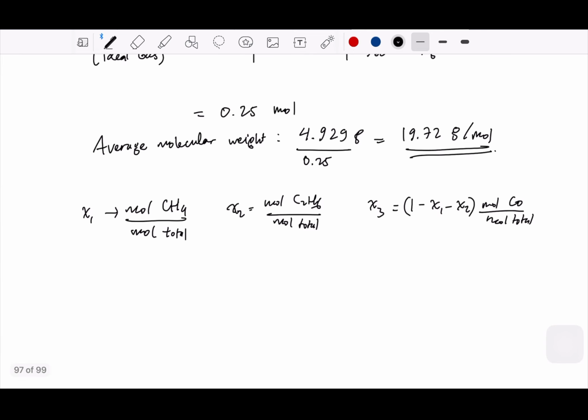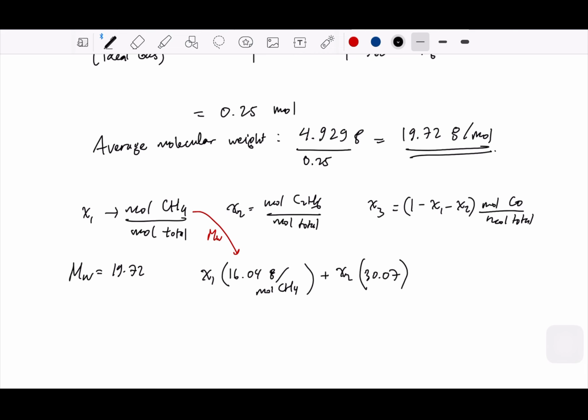Okay, let's say we have the molecular weight is 19.72. So x1 for methane, we have molecular weight 16.04 grams per mole, CH4. Okay, for this, the methane. And then plus for x2 we have 30.07 for the ethane. And then we have 1 minus x1 minus x2 for carbon monoxide, which is 28.01. Okay.